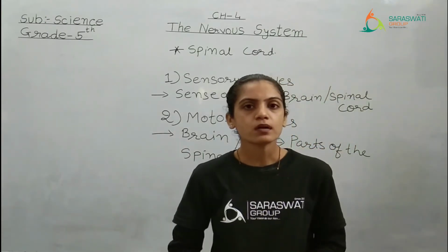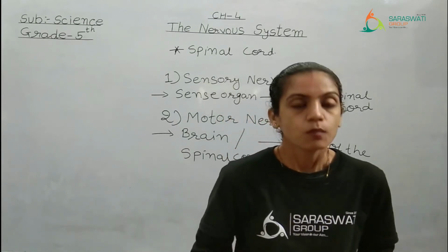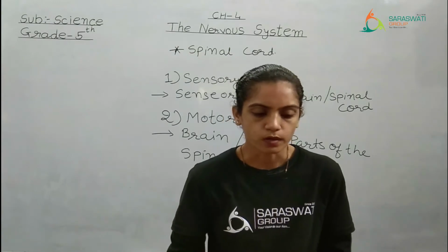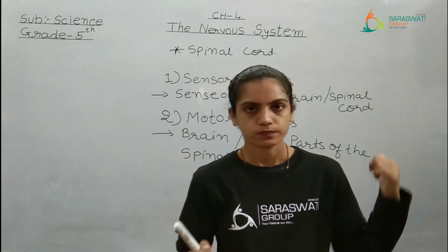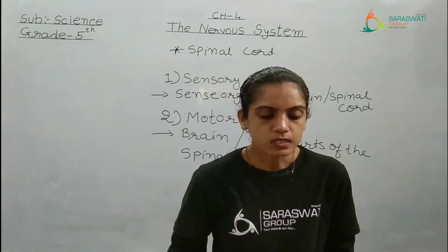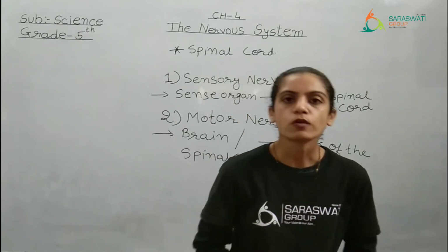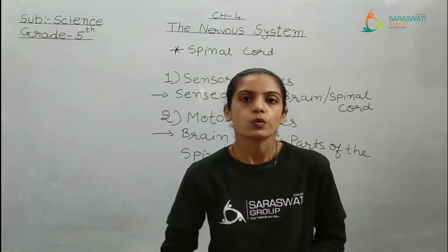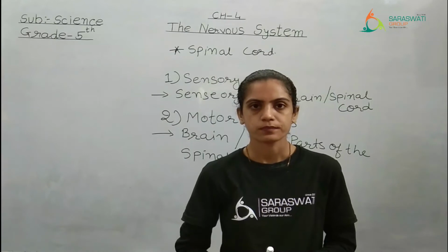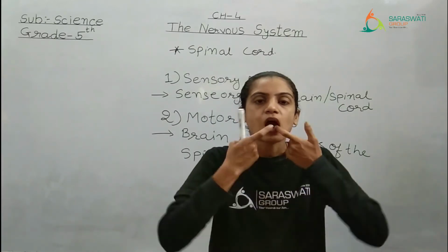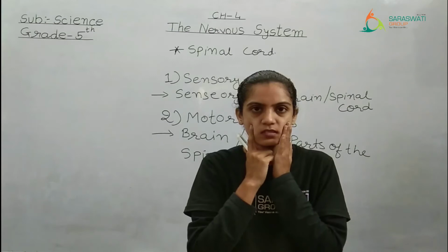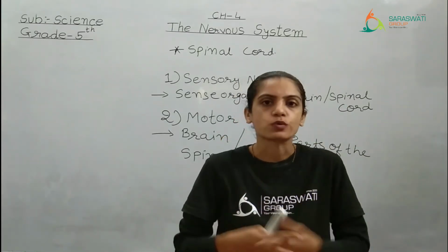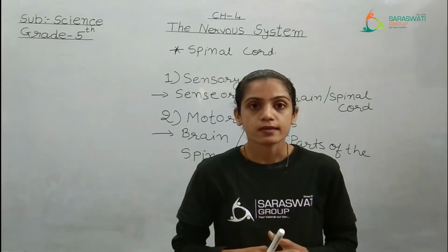Very easy to remember. Right? Motor nerves carry messages from the brain or the spinal cord to other parts of the body, the muscles or the glands. About glands you will learn, but let me tell you, gland means those that release liquid in your body. Here in your mouth, salivary glands release saliva. Saliva means spit. Okay, so salivary glands.